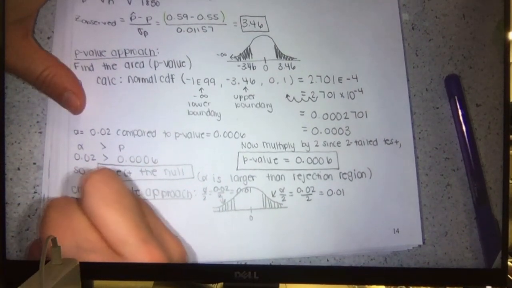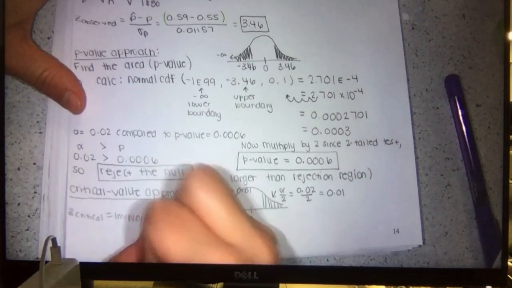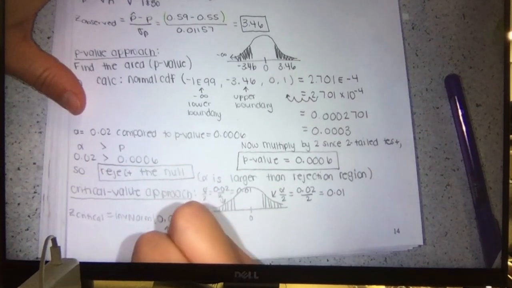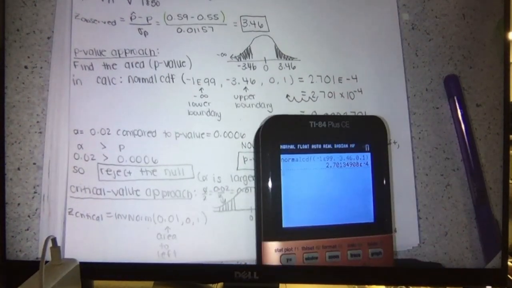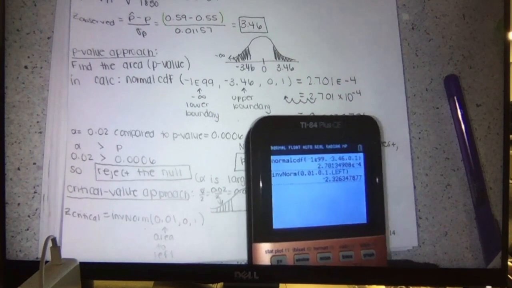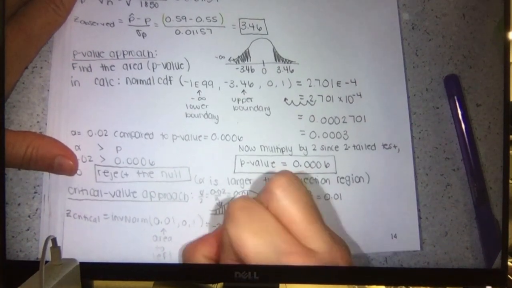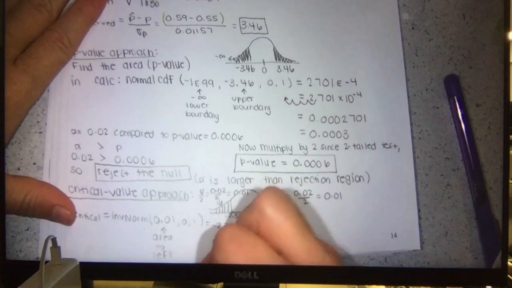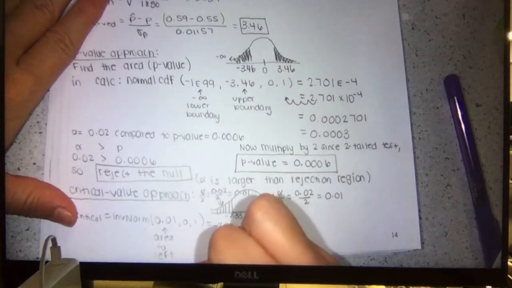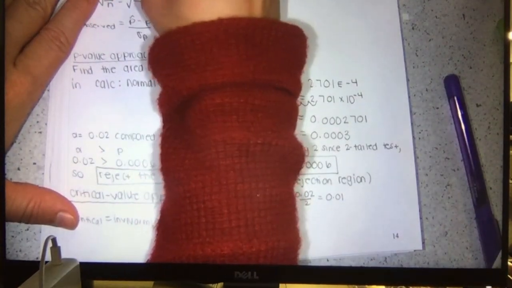So our Z critical is going to be the inverse norm in our calculator. Our area to the left is 0.01. Comma 0, comma 1. So second bars, inverse norm, area to the left is 0.01, and we get negative 2.33. So this one's going to be negative 2.33, and this one's going to be positive 2.33. So negative 2.33, positive 2.33.